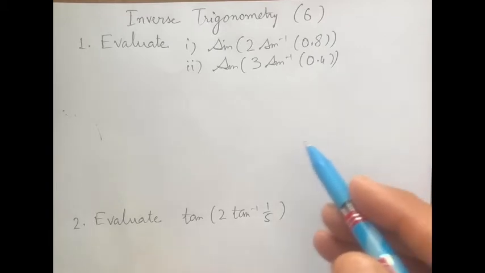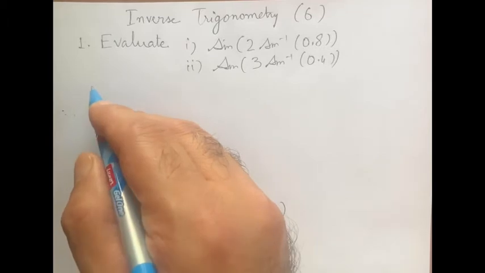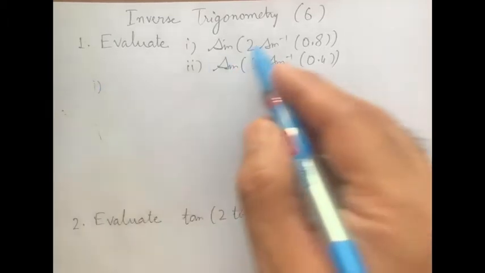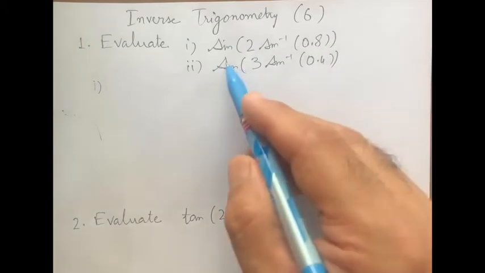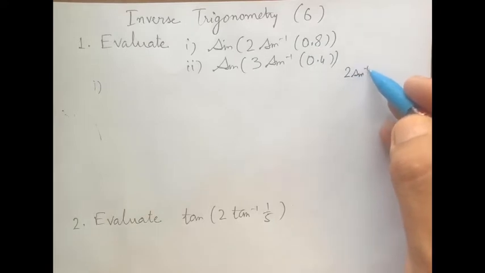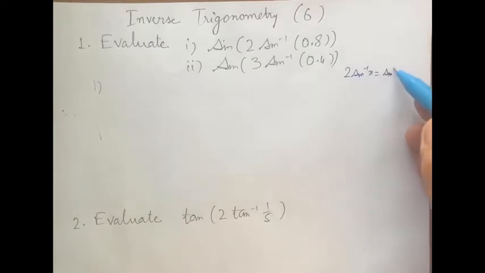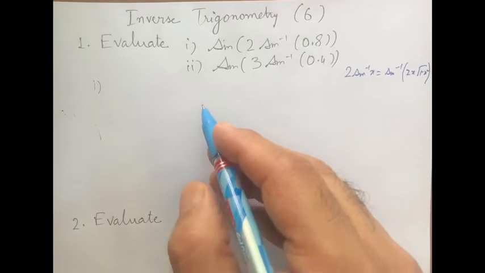We already know the formulas. So let us straight away start with the questions. First one, this is sine of 2 sine inverse of x. So what is 2 sine inverse of x? This is sine inverse of 2 into x into root of 1 minus x square. This is the formula, sine inverse of 2x into root 1 minus x square.